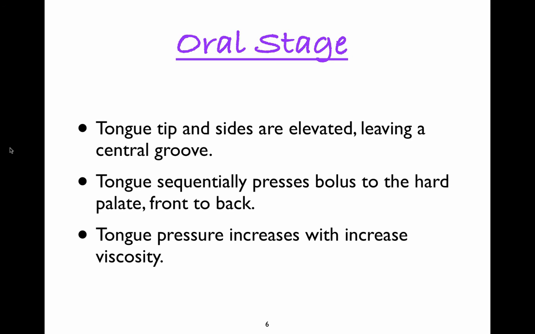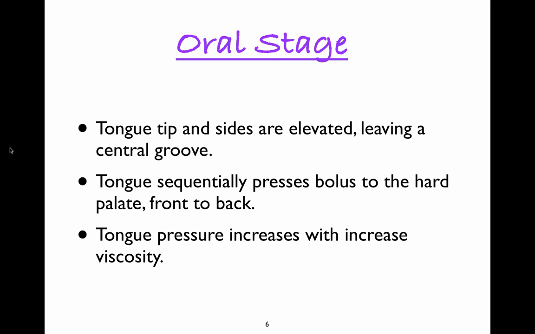And the tongue tip and the sides are elevated, essentially forming a groove, or some people say a trough, for the bolus, such that there is a pathway for the bolus to exit the oral cavity in the posterior aspect. The tongue then begins to press the bolus up against the hard palate. So the tongue tip, which may have already been right behind the alveolar process, pushes and scrapes and squishes along the length of the hard palate from anterior to posterior.